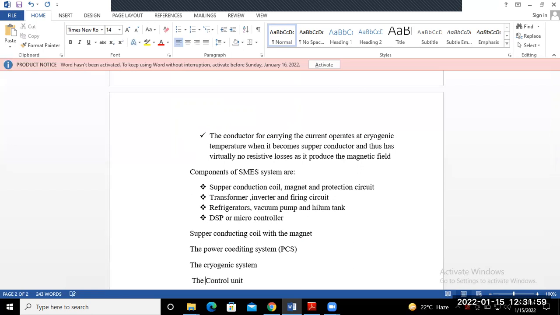So we will discuss these components one by one in the next class. These are the main components under the SMES, the superconducting magnetic energy storage system. Okay, so we stop here.